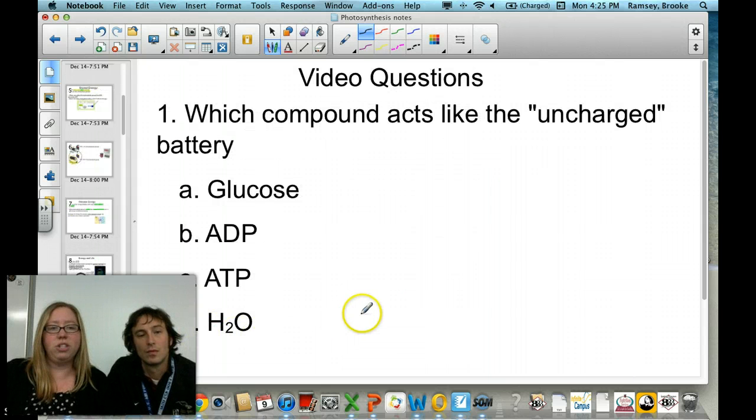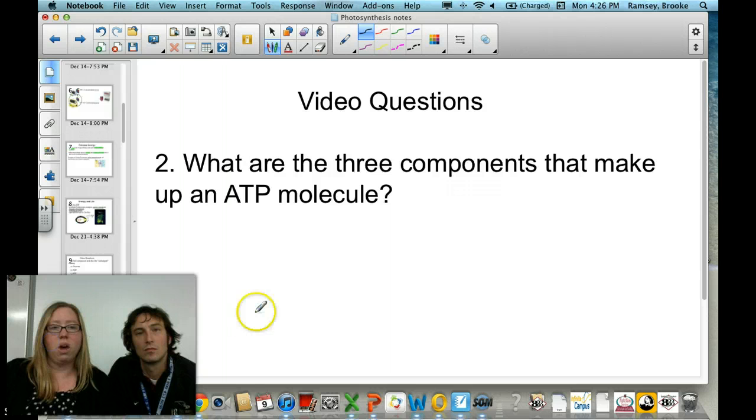Okay, so the video questions that you need to answer from the form, which is on ClassJump, is number 1, which compound acts like an uncharged battery? Glucose, ADP, ATP, or water? Question number 2, what are the three components that make up an ATP molecule? And you would just type in the answer in question 2.